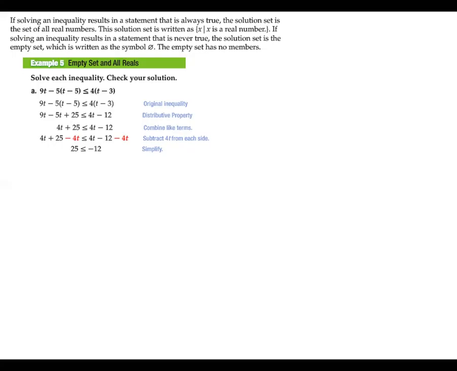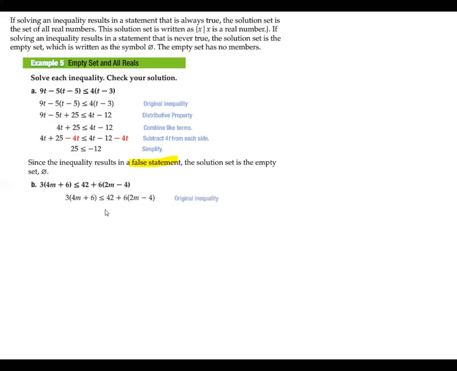So all the variables cancel out, and you have 25 is less than or equal to negative 12, which is not true. That's false. 25 is not less than or equal to negative 12. So the solution set is the empty set, 0 with the slash through it. Okay? Let's do this one.